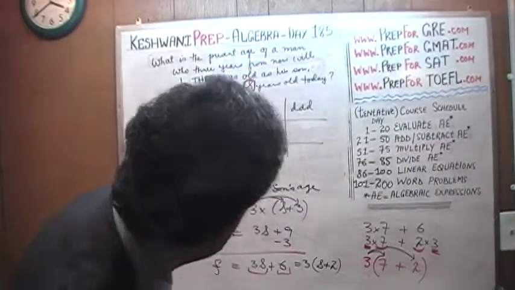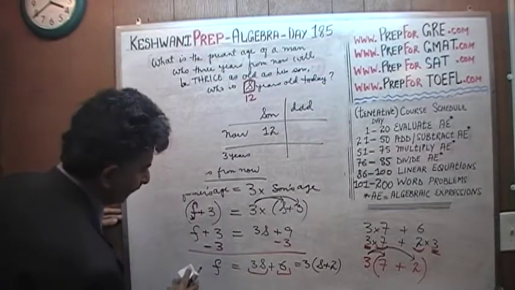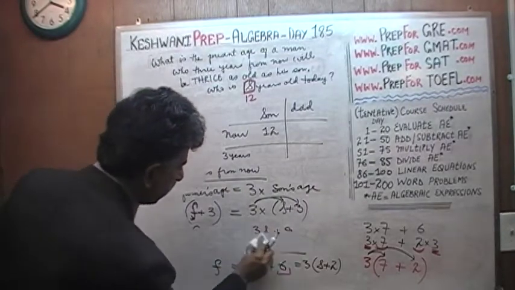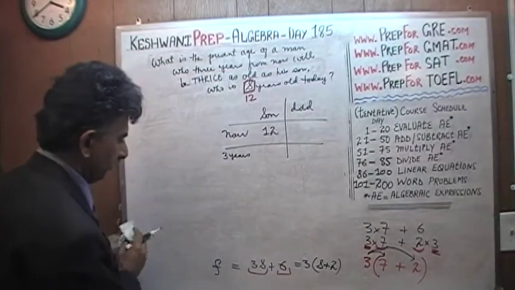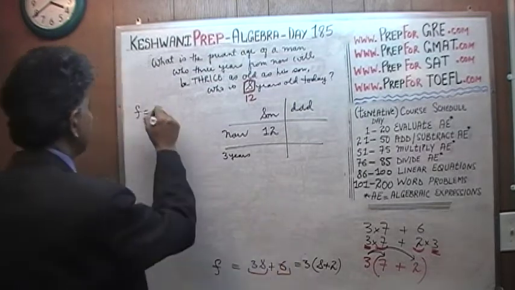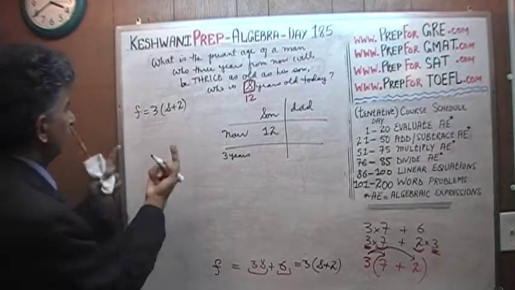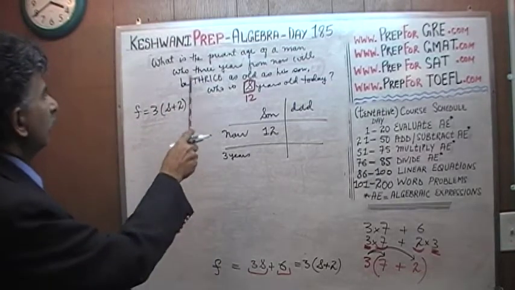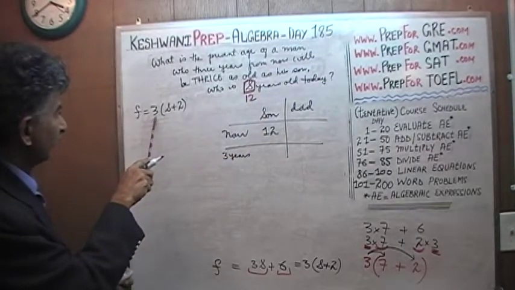is getting too crowded, so I'm going to erase some more stuff. Actually, we can erase everything except our answer. And I'm going to rewrite the answer. The answer was F equals 3 times S plus 2. That was the answer. How old is the father? What is the present age of the father? Present age of the father is F equals 3 times S plus 2.